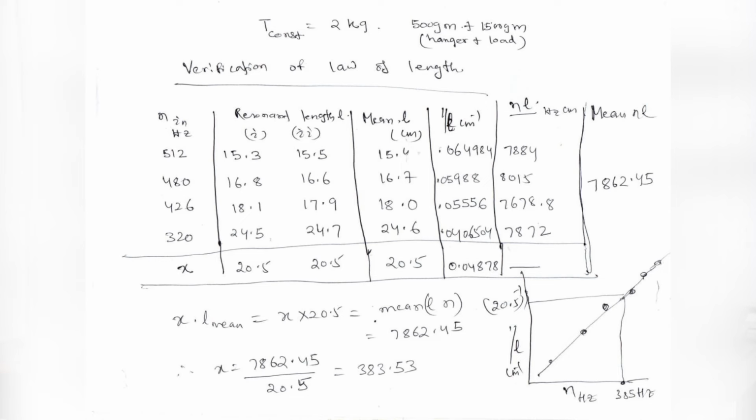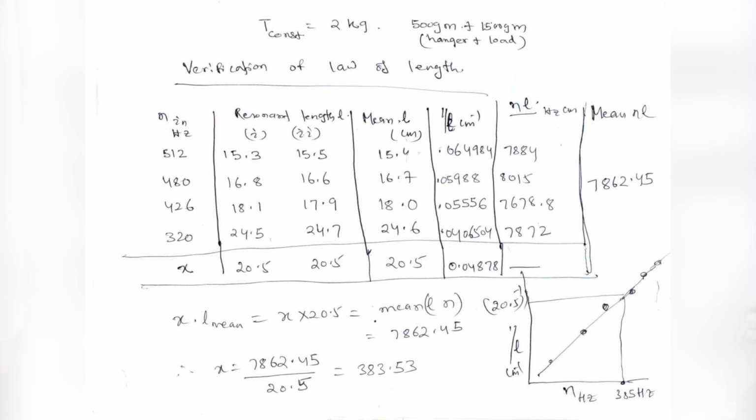Okay, so the first resonant length L1 is 15.3. Then L2 is 15.5. I take the mean, that is 15.4, and then I calculate the inverse length, which is 0.064984, and then I can find out the calculation of NL, which gives 7884.